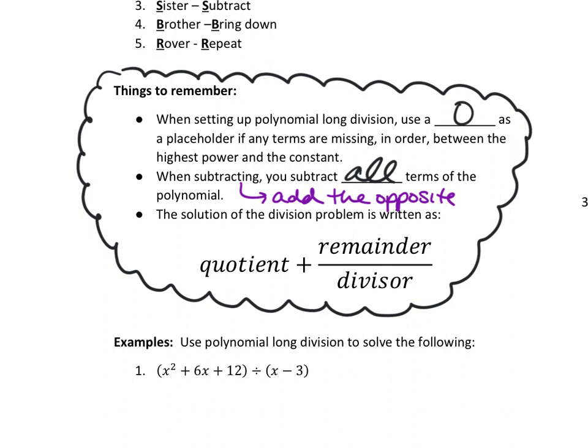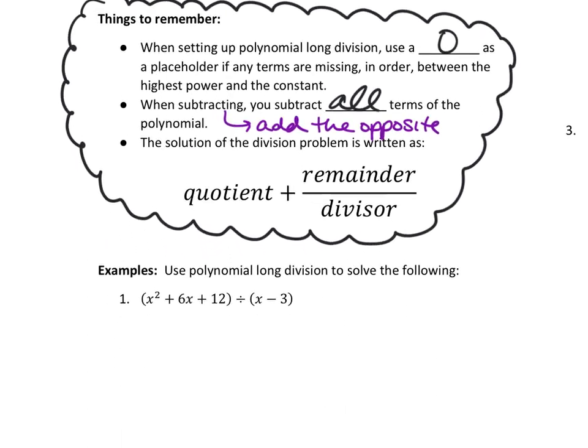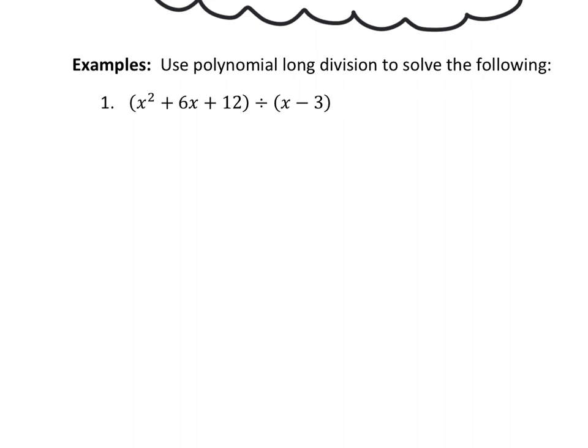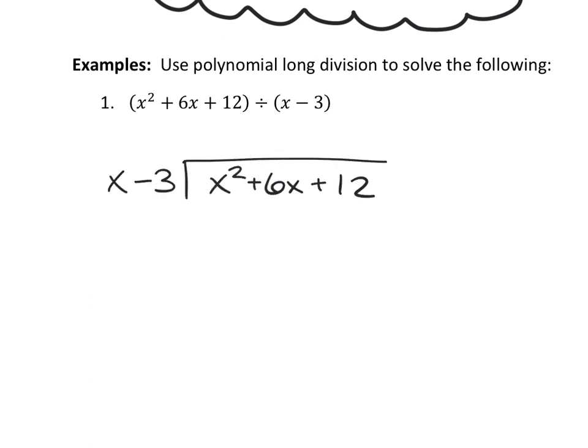But at the very end, it will still be the quotient, so the things you get on top, plus the remainder divided by the divisor. Hang on with me. These are a little funky looking. We're going to use polynomial long division to solve the following. We're going to put the dividend, which is x squared plus 6x plus 12, inside the house, and x minus 3, which is the divisor, on the outside of the house. So it's set up just like regular long division. They're just polynomials.